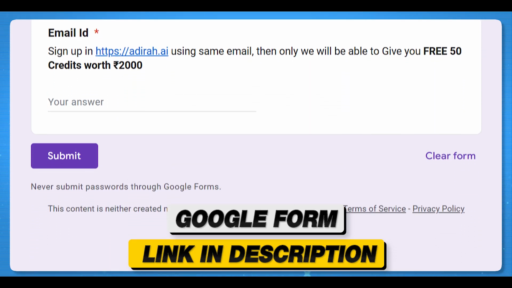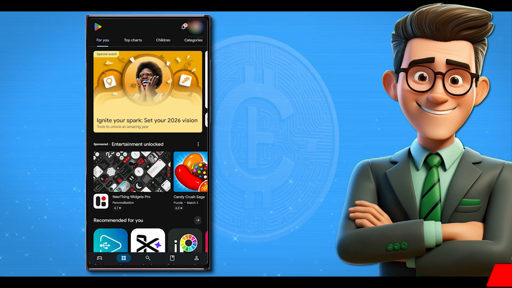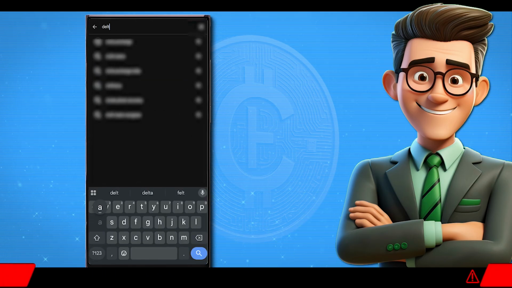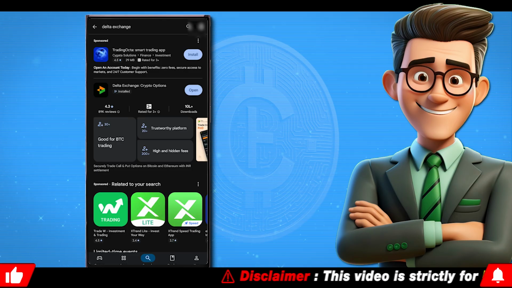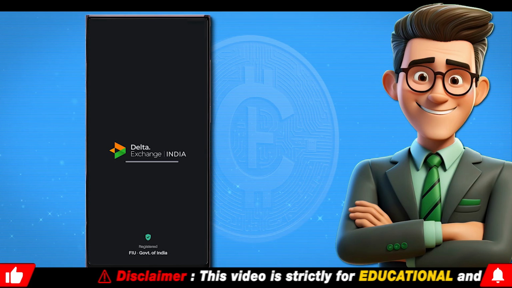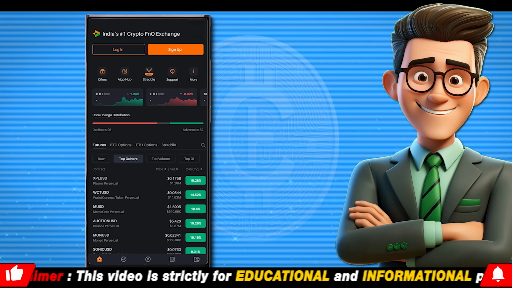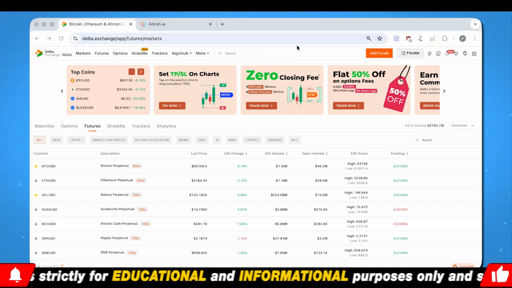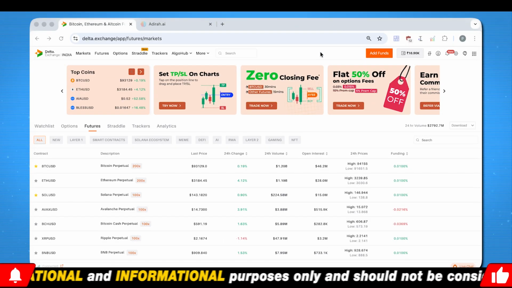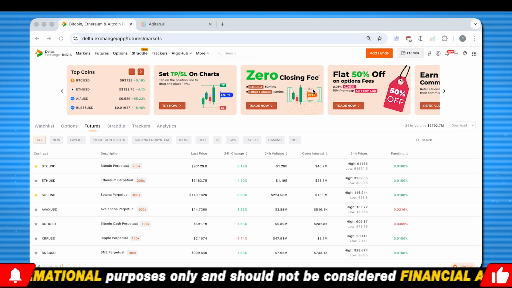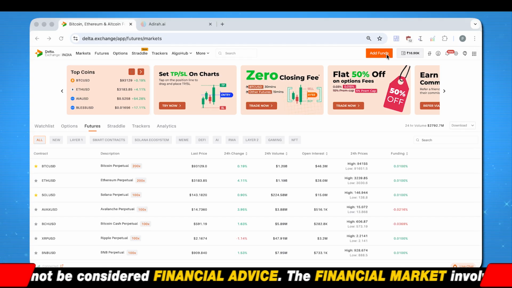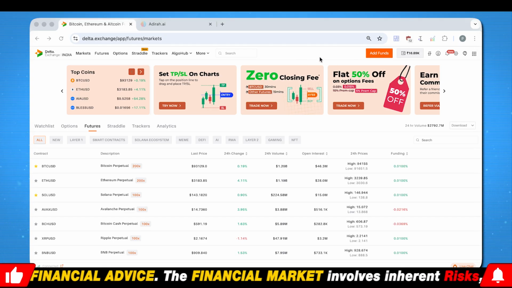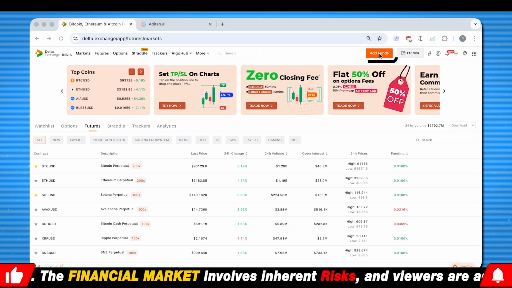Now, let's move ahead. Once your account is successfully created, you can download the Delta Exchange app from the Play Store or App Store and trade directly from your mobile phone. For this tutorial, I'll explain everything using a laptop so that you can clearly see all the features and understand the platform properly. But don't worry, the same functions are available on mobile as well, and they work exactly the same way. The first step after logging in is to add funds.